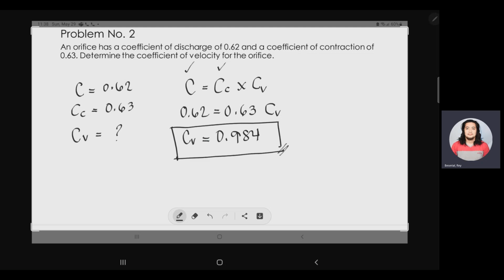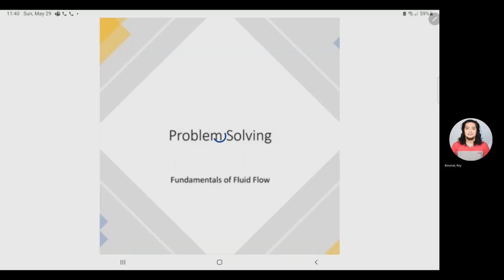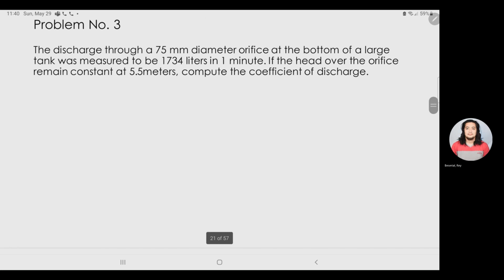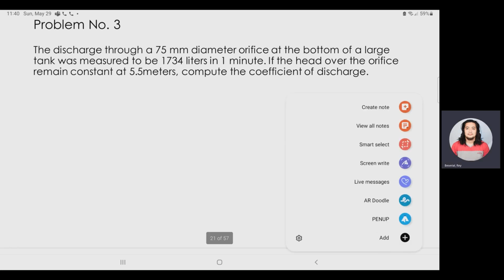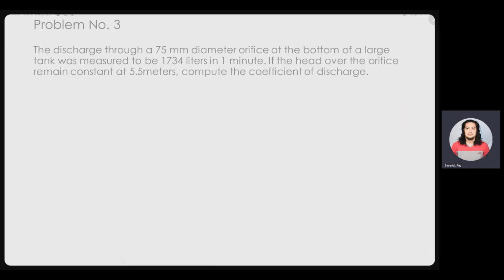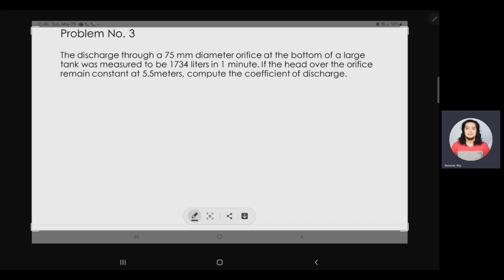Okay. So, next, problem number 3. The discharge through a 75 mm diameter orifice at the bottom of a large tank was measured to be 1,734 liters in 1 minute. If the head over the orifice remains constant at 5.5 meters, we will compute the coefficient of discharge.